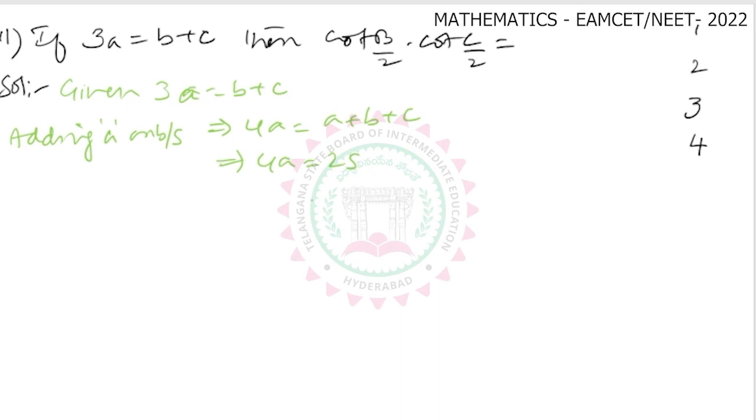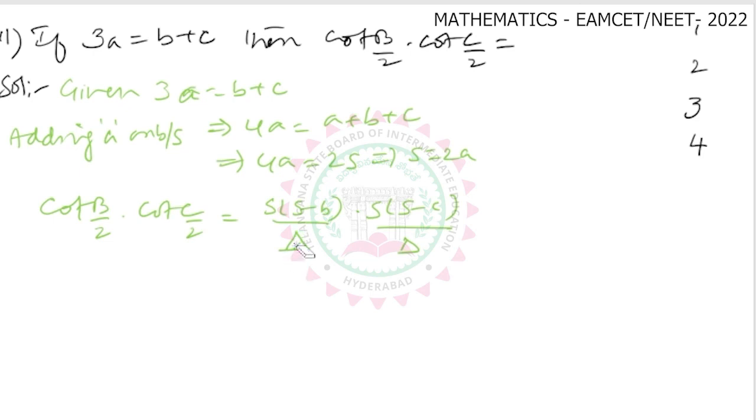Therefore, it means that s is equal to 2a, right? Now, basically, I am interested in finding the value of cot B by 2 into cot C by 2. So this is half angle. Therefore, I am writing the value in terms of half: s into s minus b by delta, into s into s minus c by delta, right?